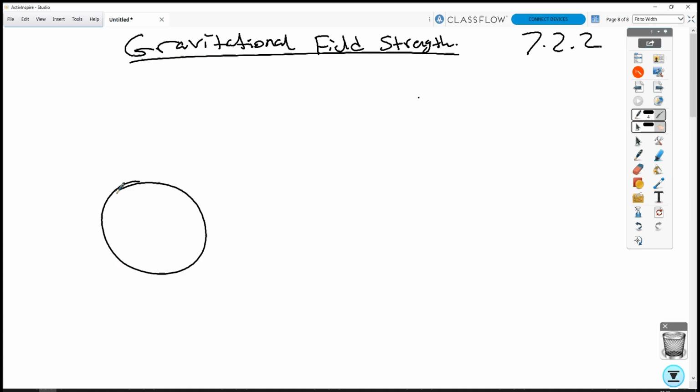So here's a body called M1. That's the planet or star that's creating this gravitational field. And we have a smaller mass, M2. This smaller mass is going to be our test mass. The separation between these two, again, we label as r.